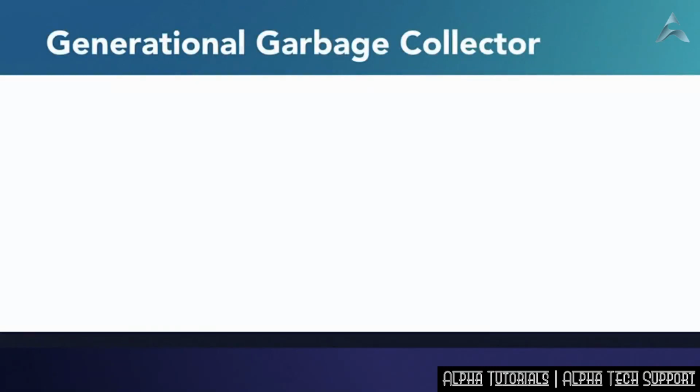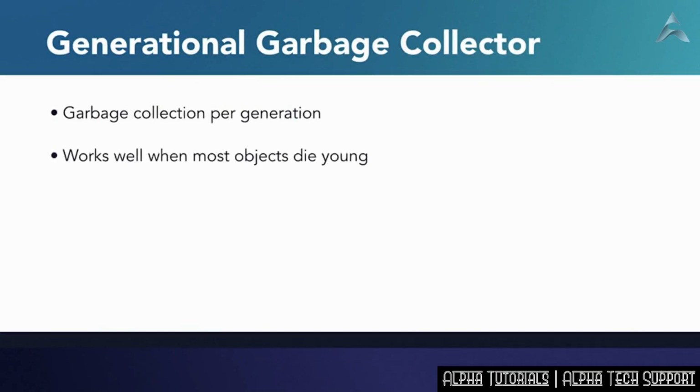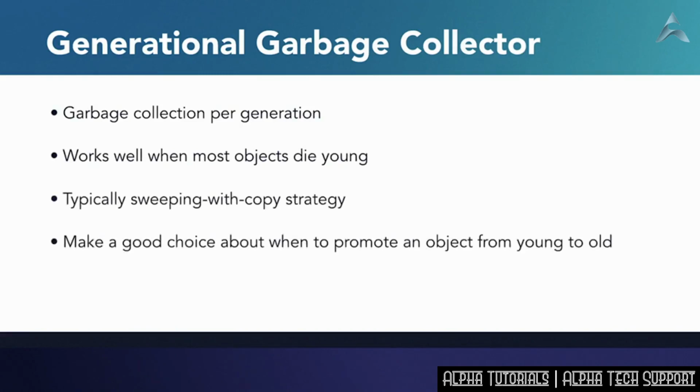So, the generational garbage collector is not collecting the full memory at once, but for example, only going to be focusing on the young generation. This works well for applications in which most objects die young. This is typically done with a copy strategy. And the decision of when to promote objects from young to old is of major importance for the performance of your application here. I'm not saying there's a good choice or a bad choice, it truly depends on your applications.